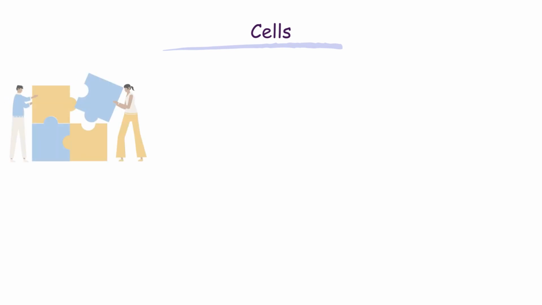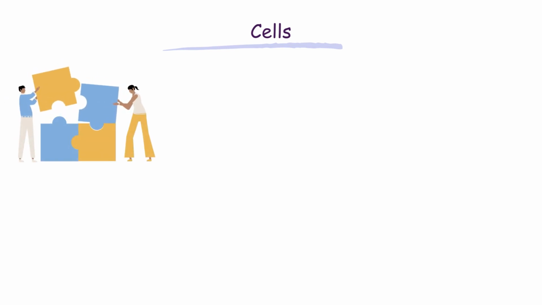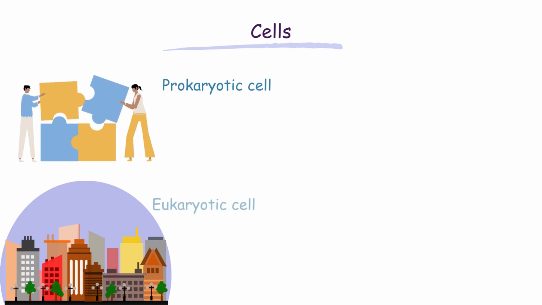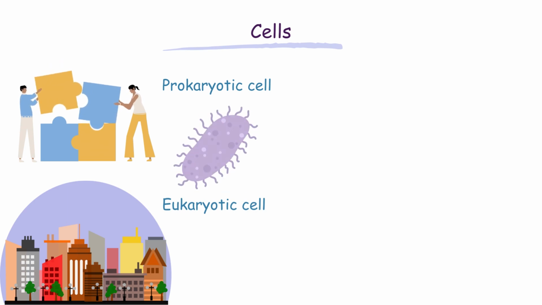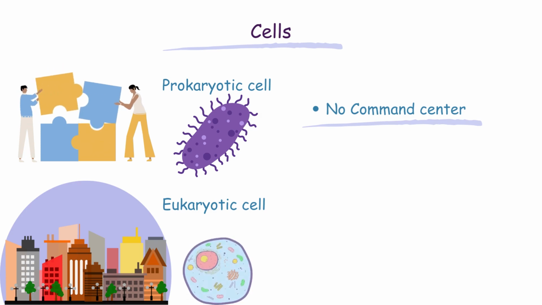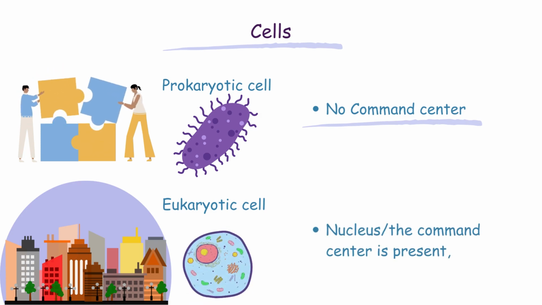Now, let's go a little bigger. Cells. Imagine them as tiny living factories. They work together to keep living things going, just like tiny workers inside a big city. Cells come in two types, prokaryotic and eukaryotic. The prokaryotic ones are simple and they don't have a central command center, while the eukaryotic ones have a nucleus, which is like the brain of a cell.